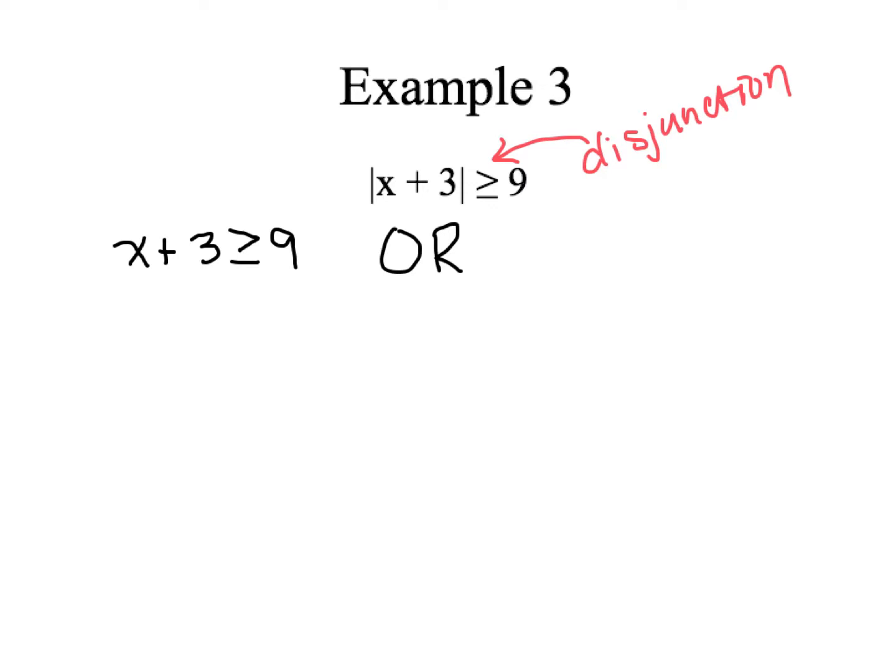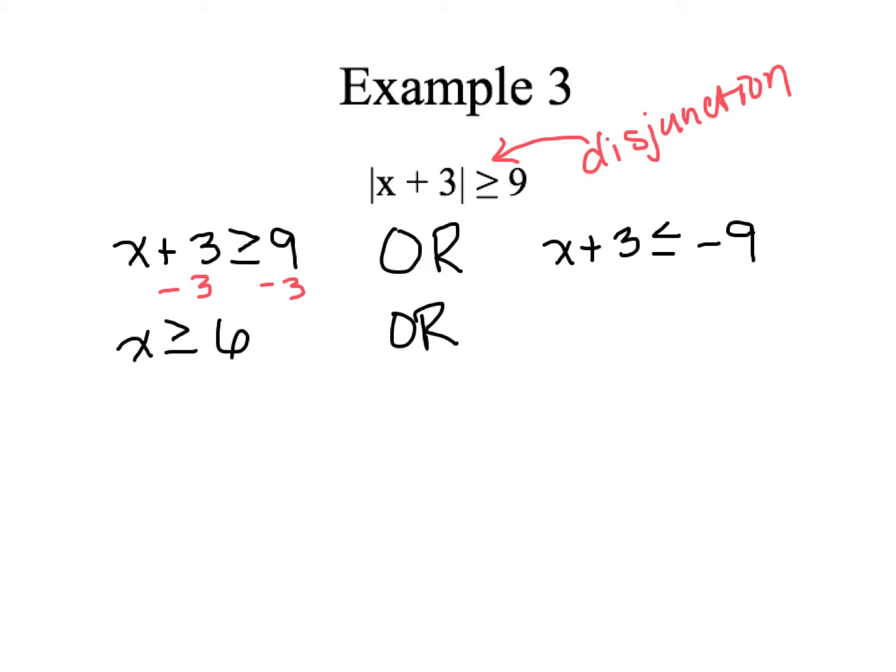Step 3, for the second inequality, switch the inequality sign and negate the c value. So x plus 3 is less than or equal to negative 9. Now I need to solve. So I'm going to start with the first equation. I'm going to subtract 3 from both sides, and I get x is greater than or equal to 6. Or, let's do the other side, subtract 3, and I get x is less than or equal to negative 12.